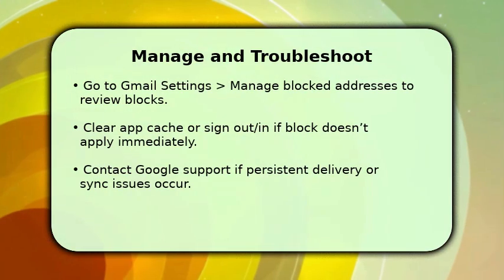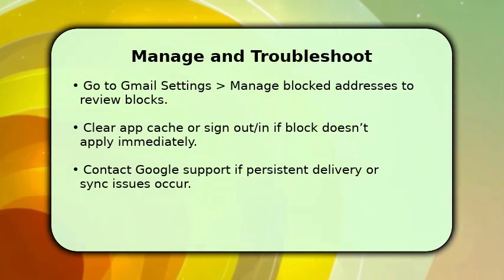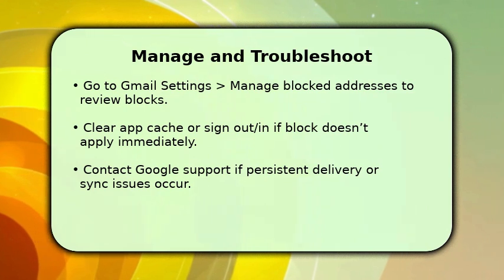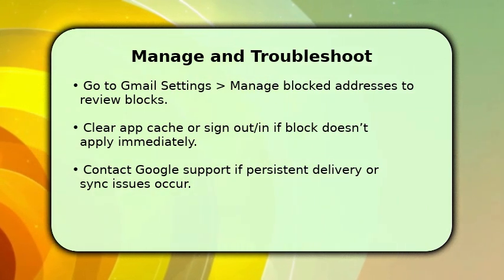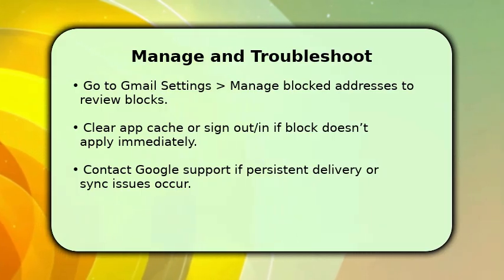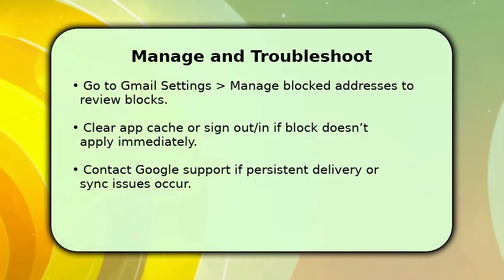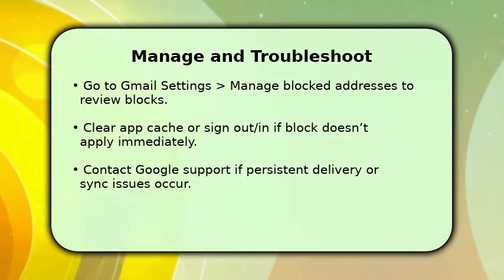To finish, go to Gmail settings and open Manage Blocked Addresses to confirm the contact is listed. This also lets you unblock if it's a mistake. If messages from the blocked sender still appear, make sure syncing is active and try clearing the Gmail app cache or sign out and back in to force an update.